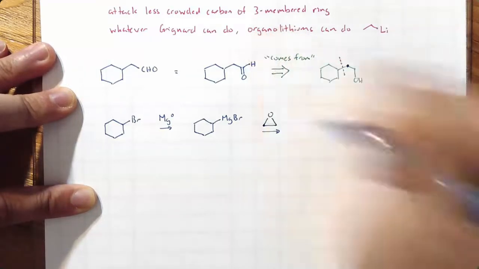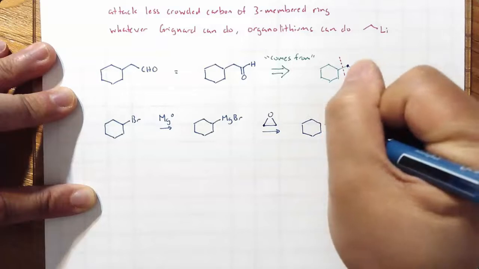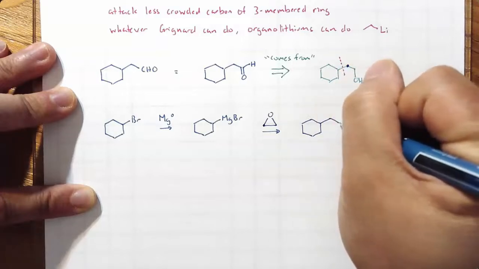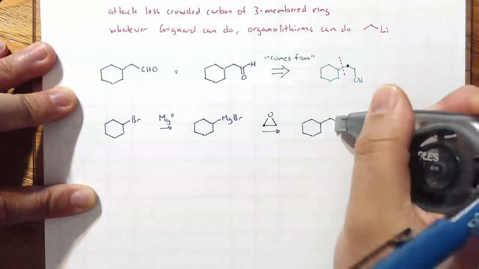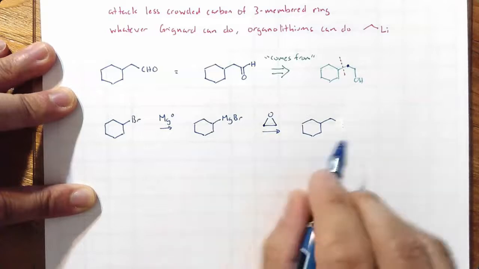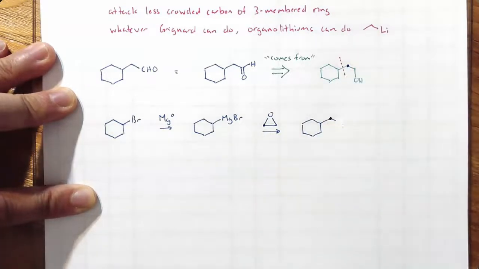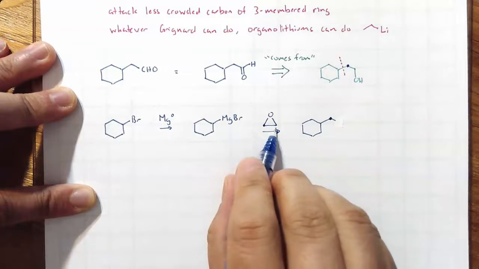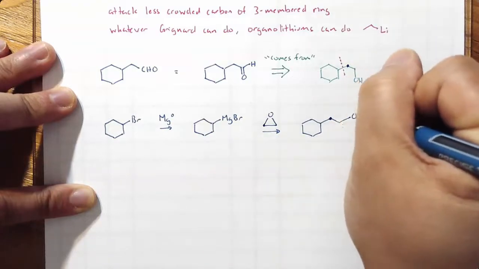I'm going to attack this dot, and I get the alkoxide. So here's the dot. Oh no, that's not the dot, right? See, it's this carbon attacking this dot. That's the dot right there. We do have this carbon next door, and that carbon has the oxygen.